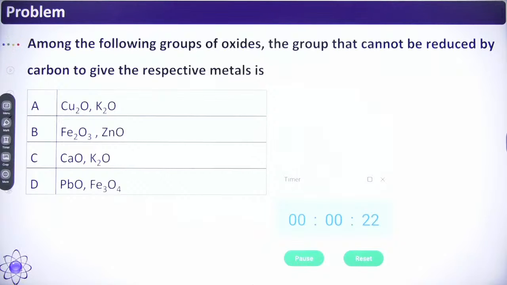Twenty seconds more. Yes, 10 seconds more.